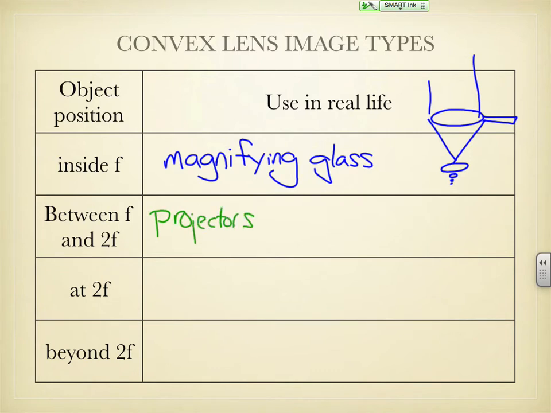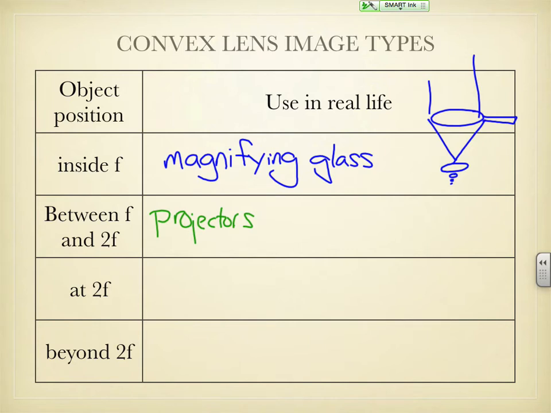We use these for projectors. I told you a while back that behind that lens you're going to see a little tiny computer screen. And what do you see over here? A really big computer screen. So it's gotten bigger. If you're between F and 2F, it's going to make it bigger. The closer you get to F, the bigger it gets.